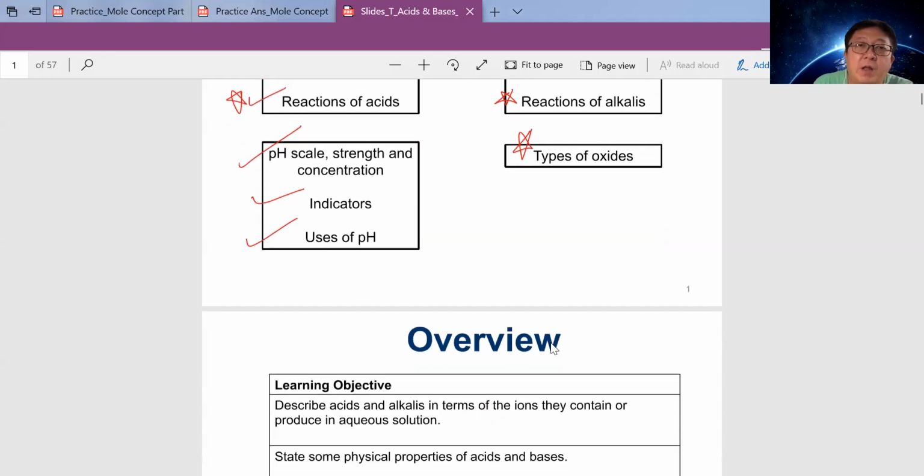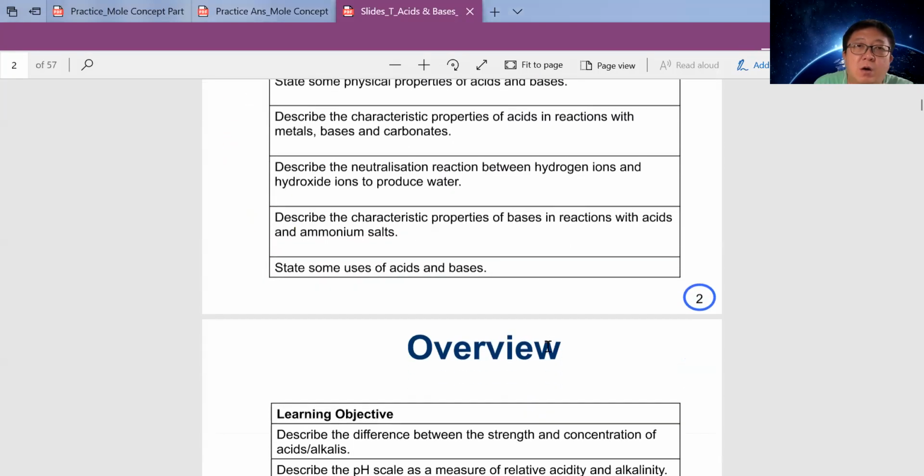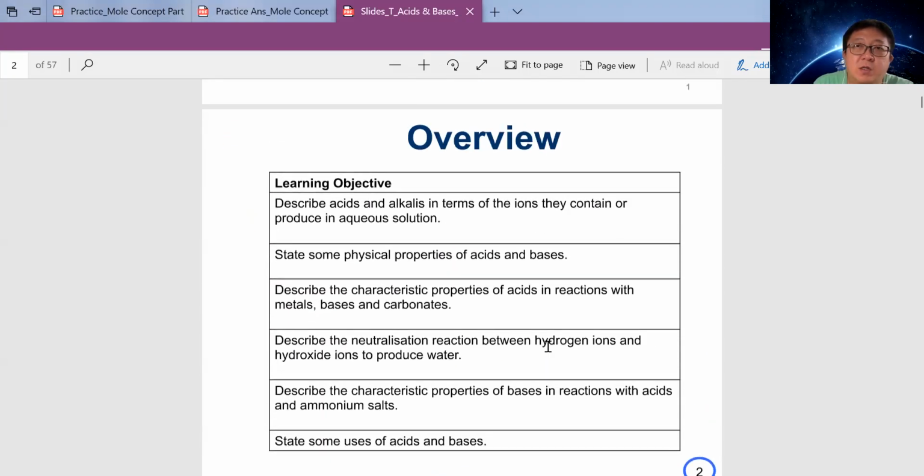Now let's take a look at the LOs. These are all the learning outcomes for your syllabus. Based on the LOs, I cover everything with you. You can see, we have covered this, and we talk about this later. Neutralization reaction, characteristic property with ammonium salt. Can you see? Base in reaction with ammonium salt. This one we must remember, ammonia gas is involved.